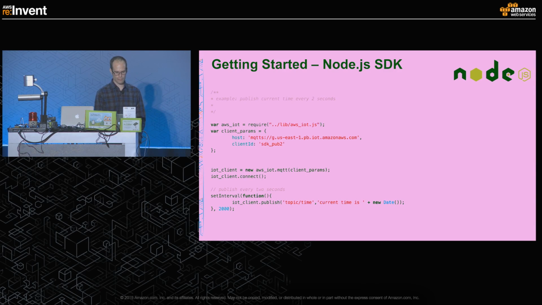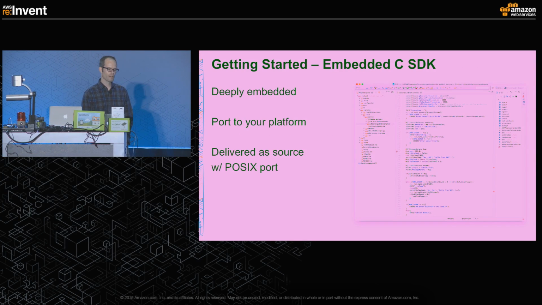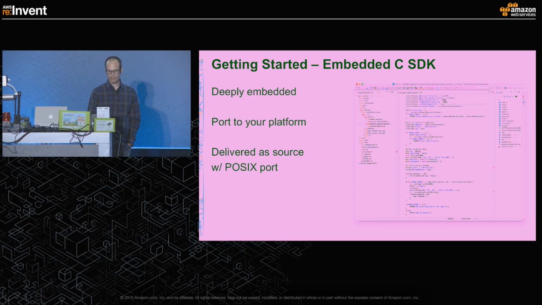So that was the Node.js SDK. Now let's talk about the C SDK. Like I said before, this SDK is targeted for those deeply embedded devices, targeted for a microcontroller, something you're going to want to save power on, battery-powered device possibly, maybe a wearable. It's designed for something that you're going to port to your device.